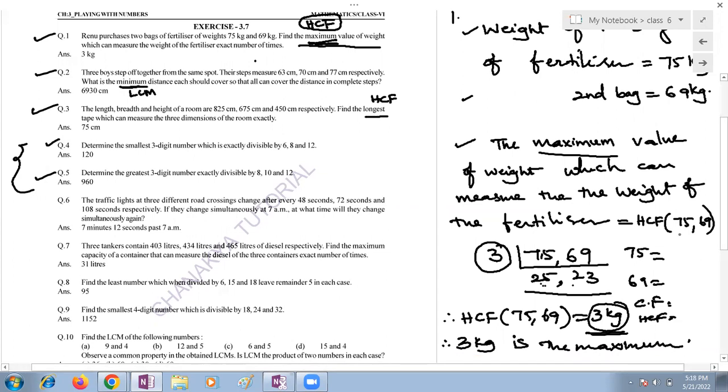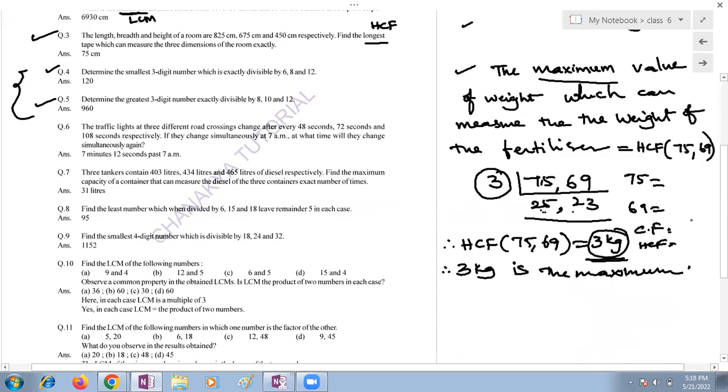If you have any doubt, you can try it to check whether we are doing it correctly or not. I got it, ma'am, about HCF. Can you tell about LCM, ma'am? No need to find it, because our question was only finding the HCF.